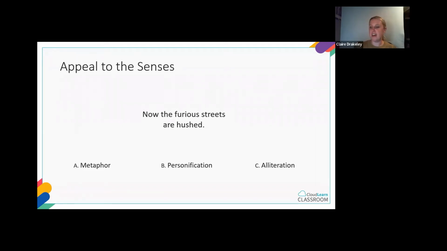So most of you there said B, personification, and that is absolutely right. We have given a personality, a trait of a human characteristic to the streets. They're furious and they're now hushed. Streets are not furious, they cannot be hushed. That is a personal trait and we have put it onto them. So well done everybody that said personification, very well remembered.